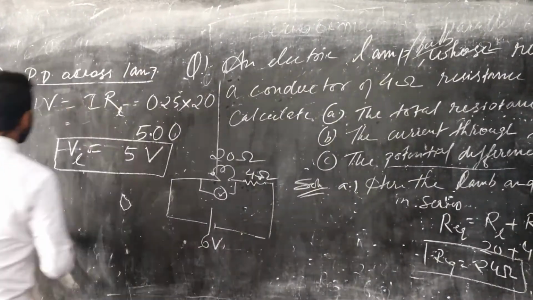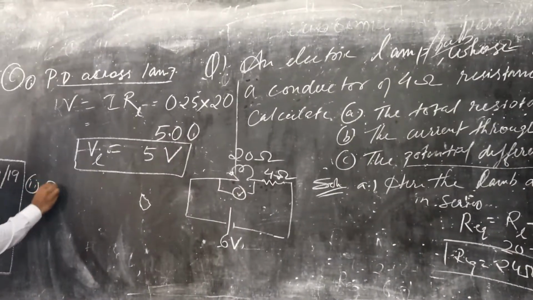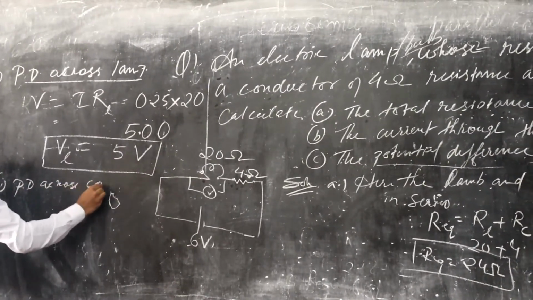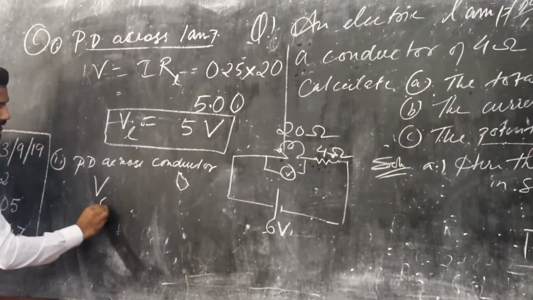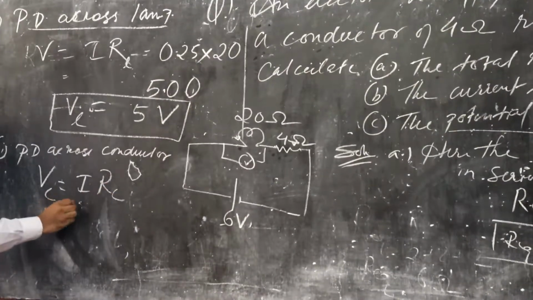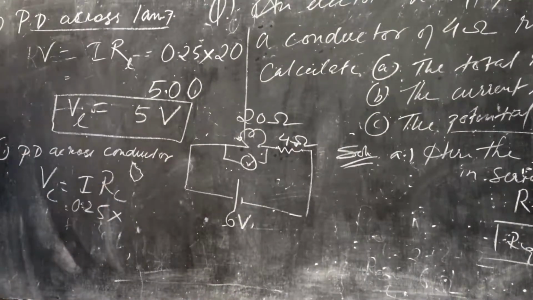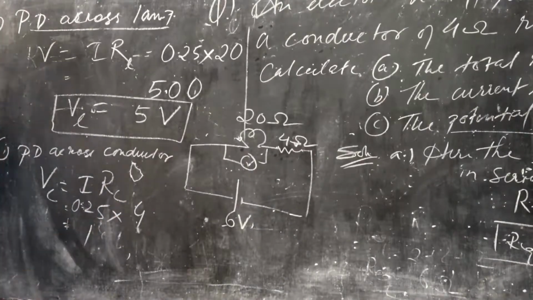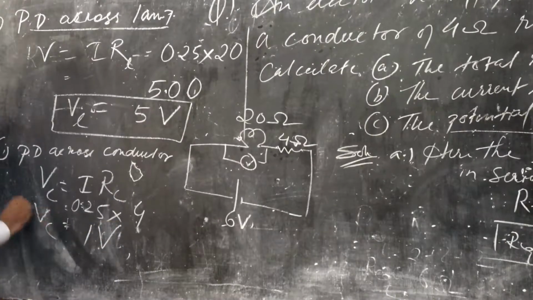Now this is C part 2. Potential difference across what now? Across the conductor. That means the potential difference across the conductor is equal to I into the resistance of the conductor. So what is I? 0.25 into the resistance of the conductor, which is 4. When you multiply with 1 ohm, you have 1 volt. That is VC is equal to 1 volt.